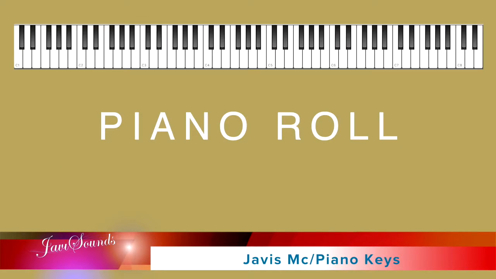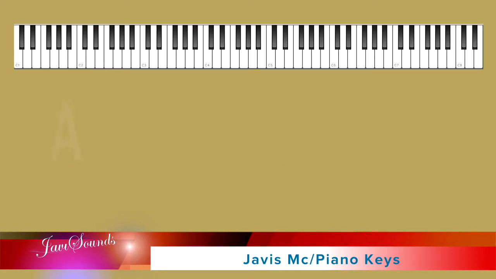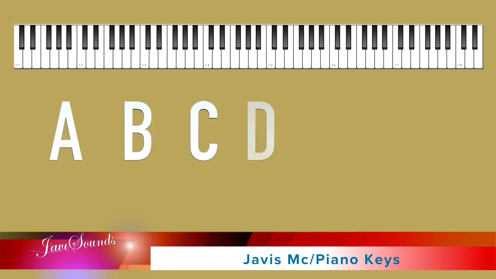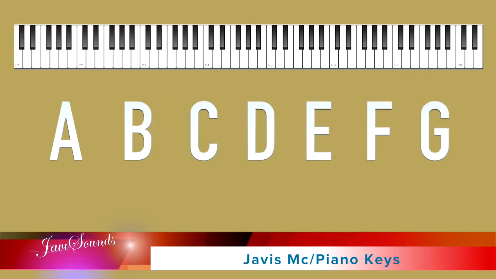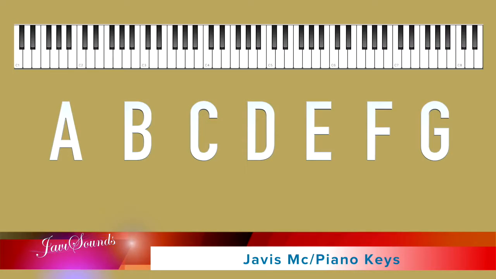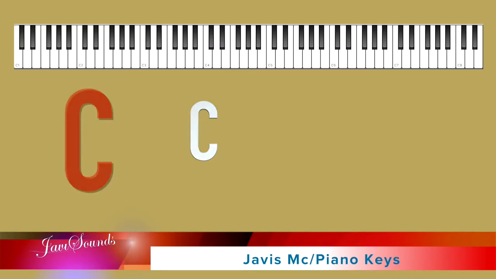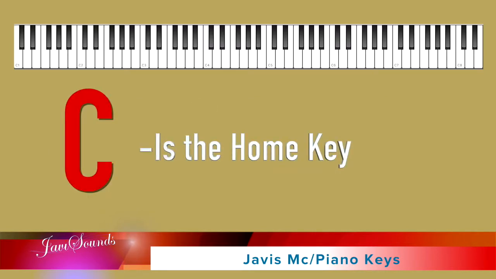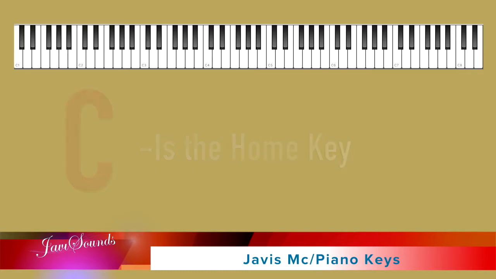Now, when we are naming the keys, we use letter names like A, B, C, D, E, F, G. When you reach G, don't go to H, you just end at G. A, B, C, D, E, F, G. But in music, we use C as our home key. It's the home key. It's the first key. So we're not going to start our key from A. We shall begin the first key from the key of C like this.